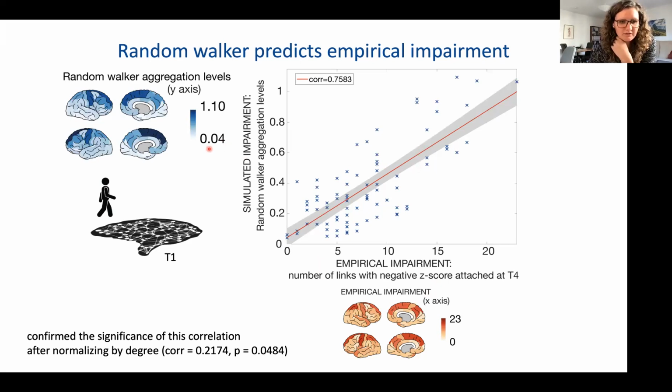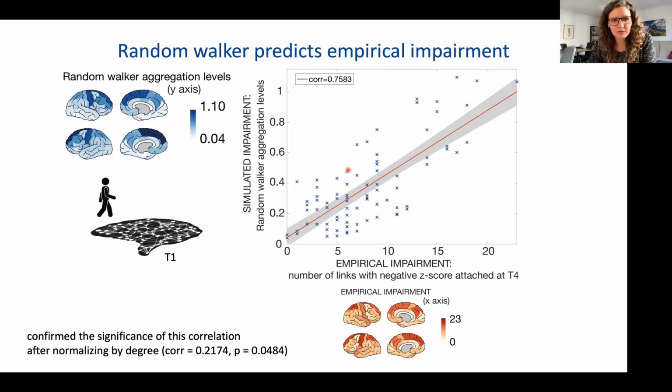And when you have worked with random walkers before, which I know many of you have, you will say, okay, this is just the degree. It's just that the random walker will end up in all the hubs of the network, and this just shows that hubs of the network are impaired in ALS. Yes, that's partly correct. That result wasn't out there, so it's good that we clarified this: regions which have really high connectivity are more vulnerable to the disease.